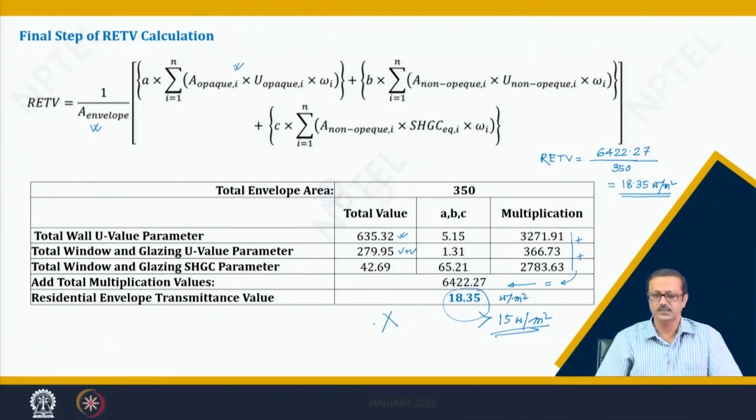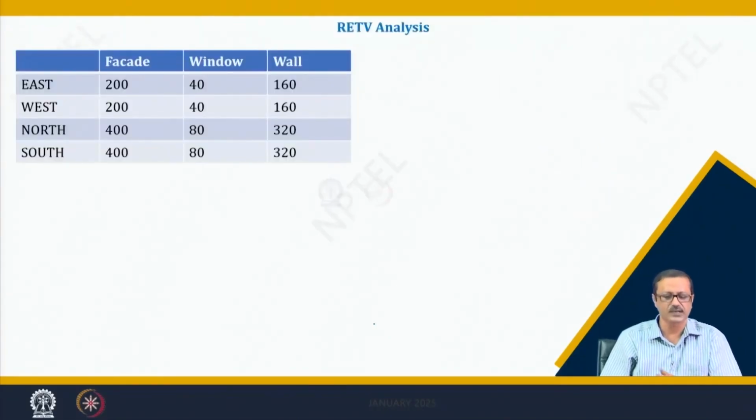So, next, I have just a small analysis. We started with this problem in the last class or the last lecture, 22, east west 2200 and the north and south 400 meter square of the facade area, and if this is the window areas and the wall area, like 40 and 160 for the east and west, 80 and 320 for the south and north.